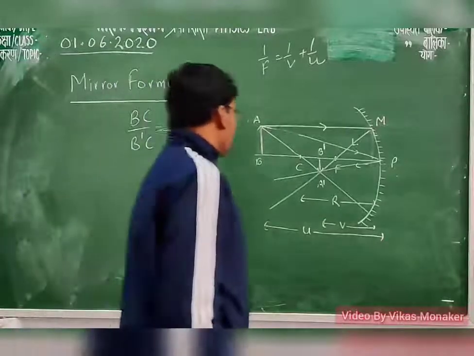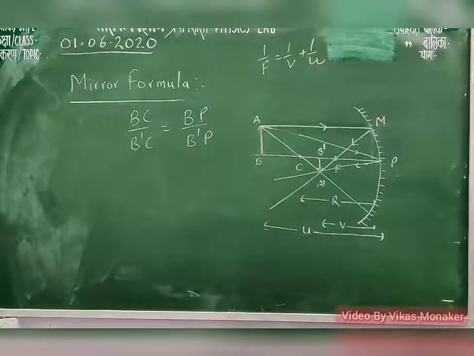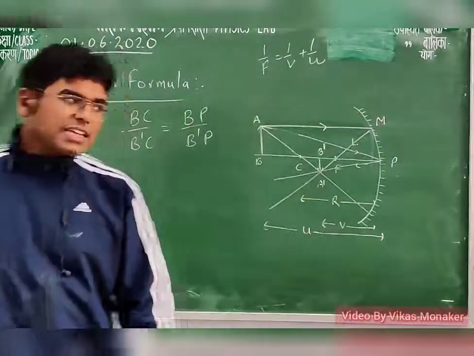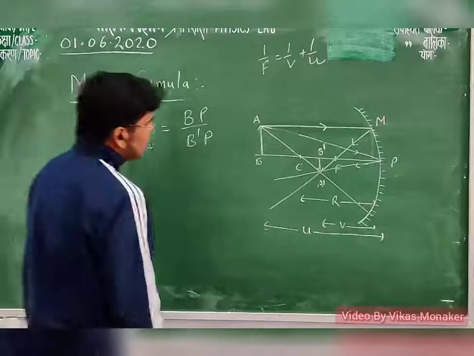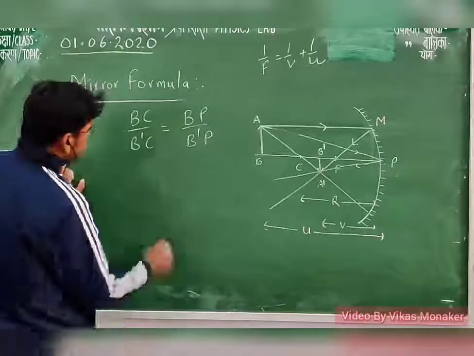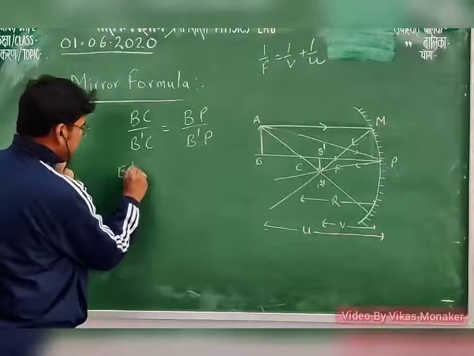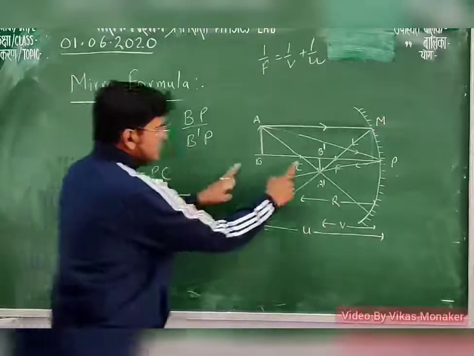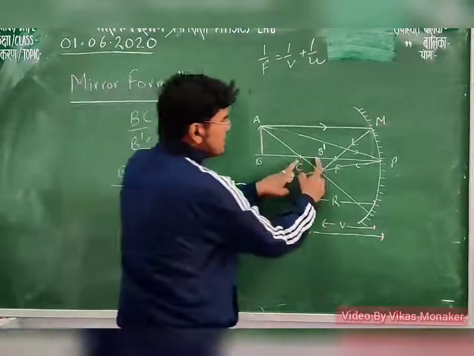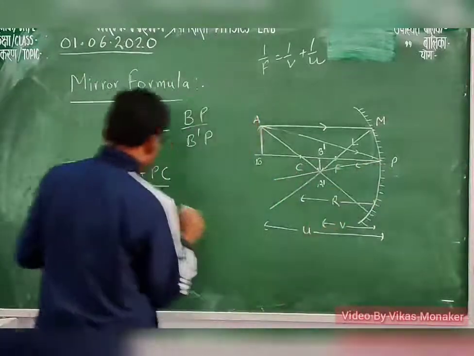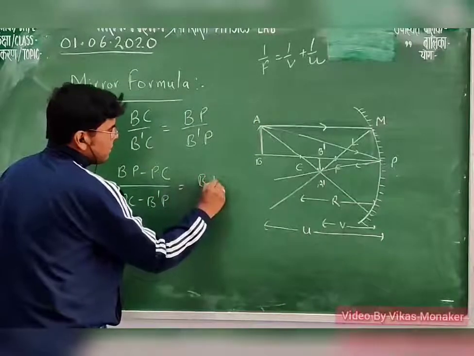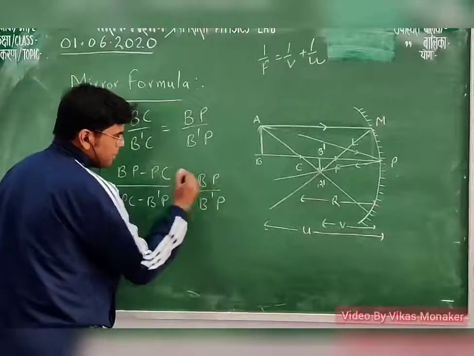Now we are along the X coordinate, so we may apply the values along with the sign conventions. You know the sign convention has to be applied here. So how can we write BC? BC can be written as BP minus BC, that is PC. And B'C, how can it be written? BC minus B'B, and that is equal to BP upon B'B.